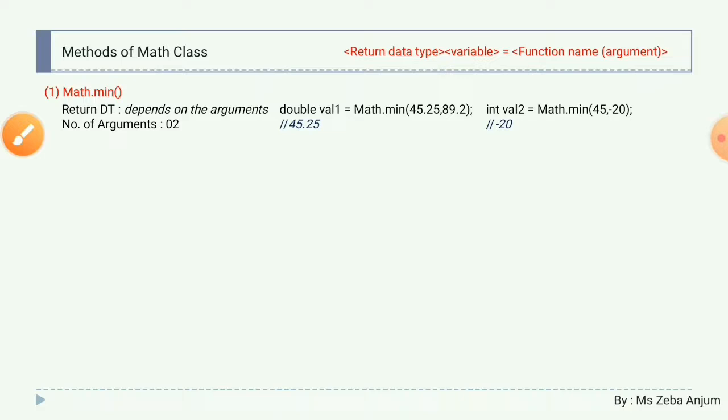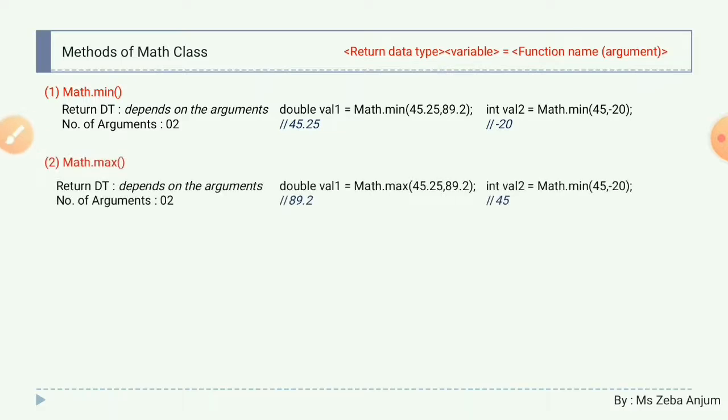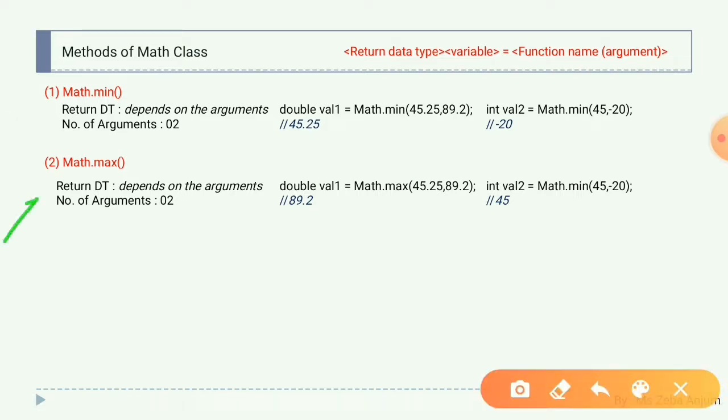Now see again, the second mathematical function is your Math.max. Now see, it is very much similar to your first one. Over here also the return data type depends on the type of arguments, and the number of arguments is 2, as we have seen in the first function.